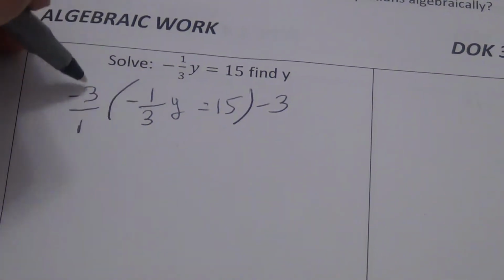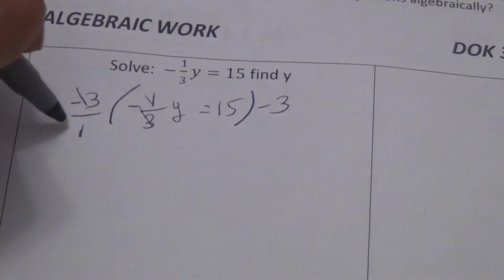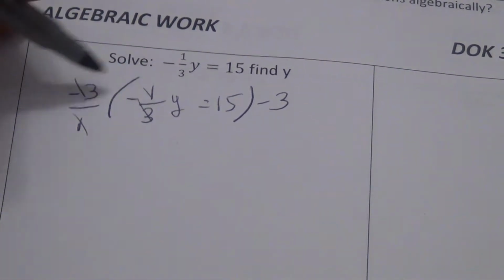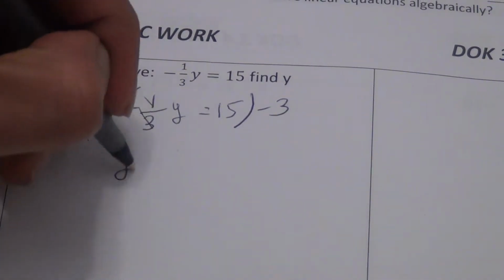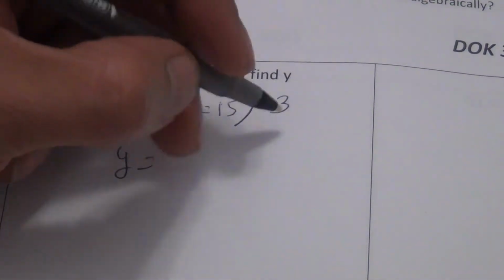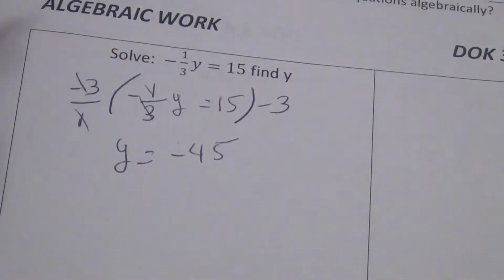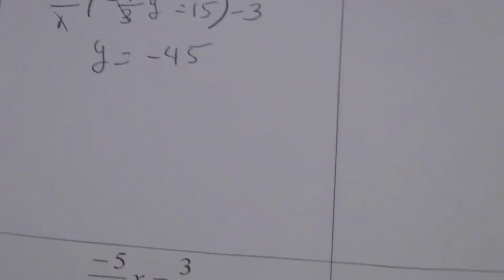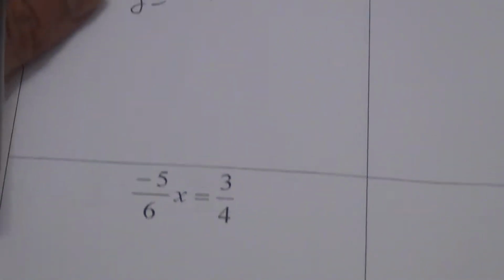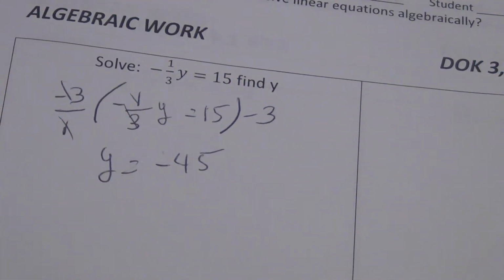Remember what the idea is. When you multiply and divide by the same number, they cancel out. And negative times negative is positive, so y equals, what is 15 times negative 3? Oh, you didn't copy, I'm sorry. Okay. And here you write down the steps.